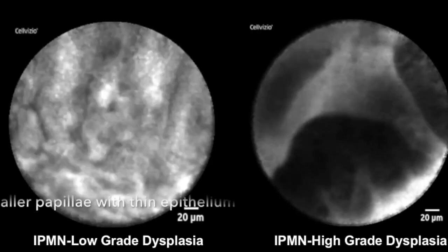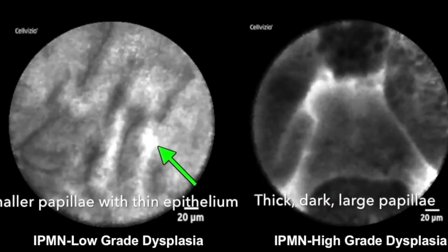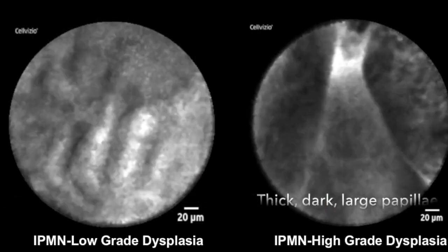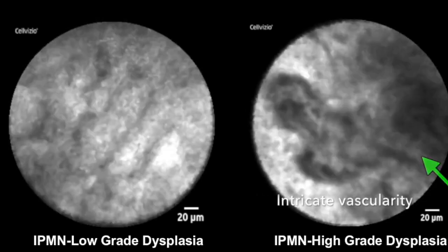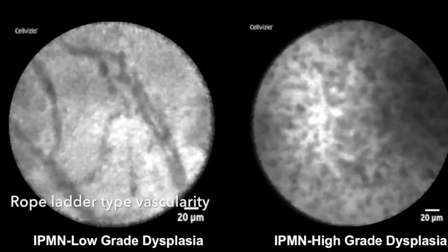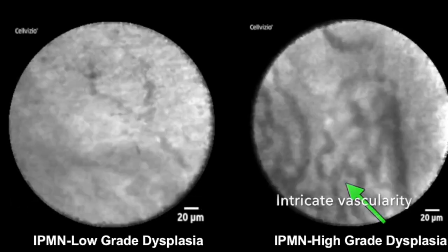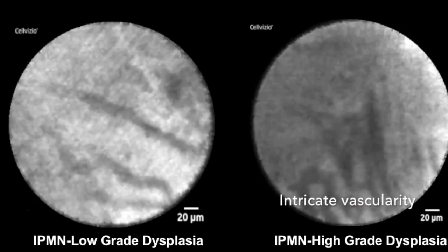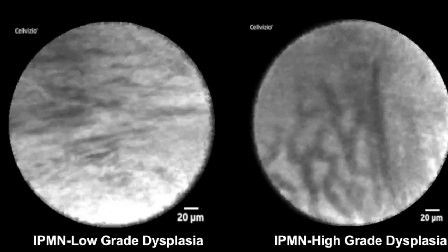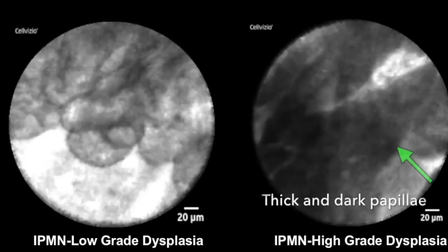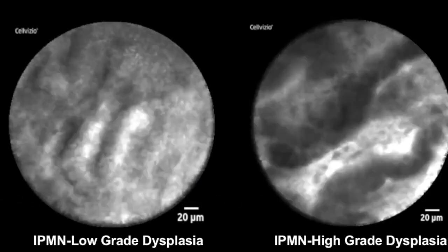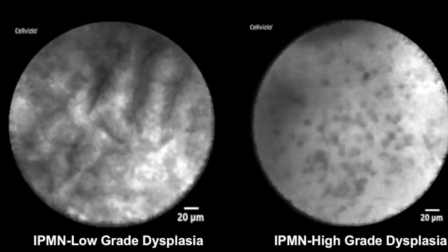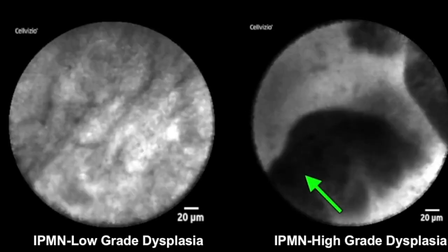These videos just show the differences between IPMNs with low-grade and high-grade dysplasia. Generally, low-grade dysplasia IPMNs have much thinner, flatter papillae, whereas those with high-grade are thicker, larger papillary structures with a much thicker and darker papillary epithelium. Moreover, the vascularity also tends to get more intricate. From the basic rope ladder pattern where the blood vessels are parallel, the vascularity gets more networked, more intricate.